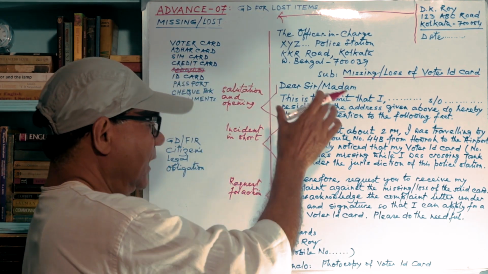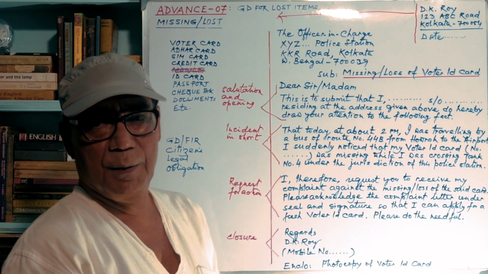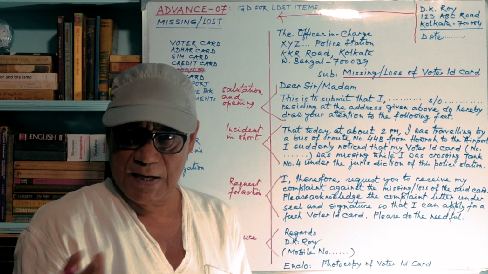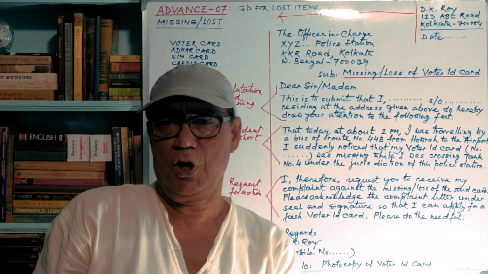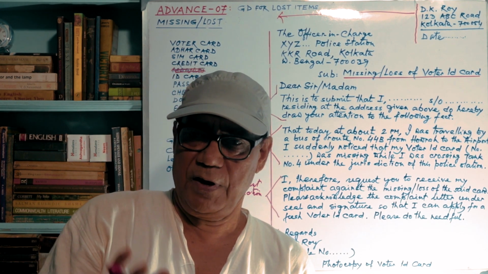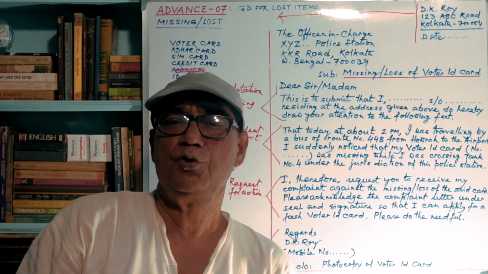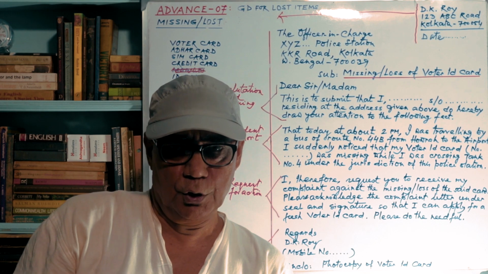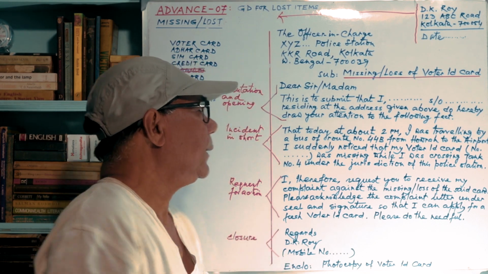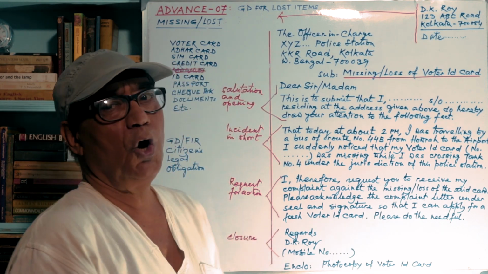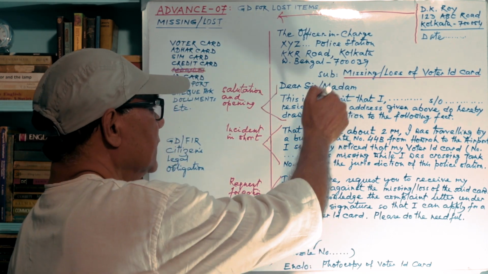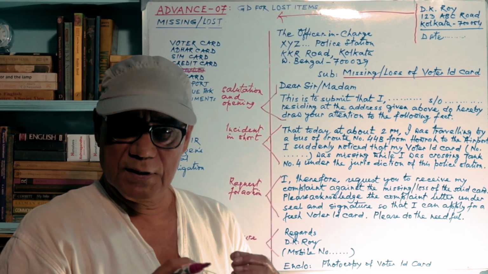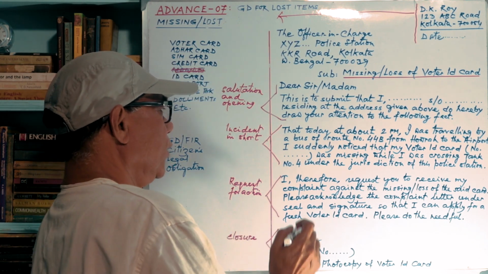Then comes the real main body of the letter. Dear sir or madam. If you know that the police officer is a man, okay fine, dear sir. If you know she is a woman, then dear madam, okay. If you don't know, it is better to keep the option open, dear sir or madam.